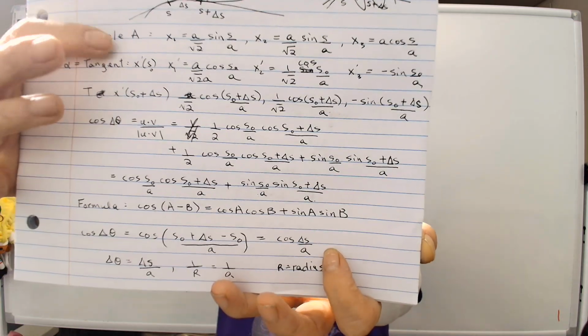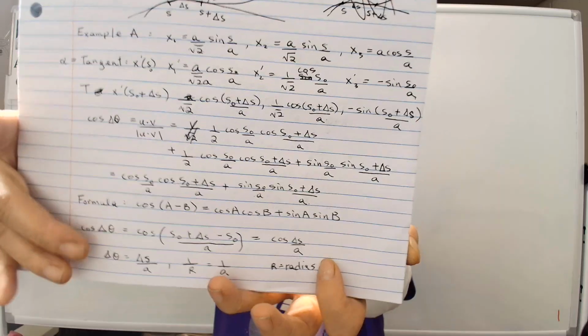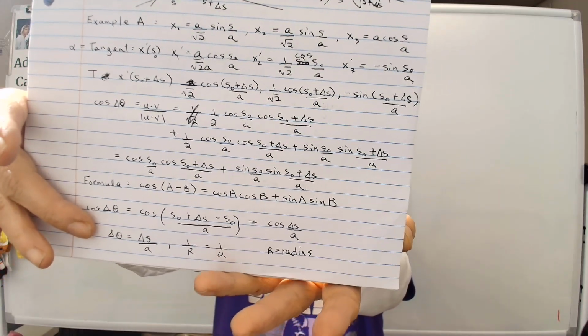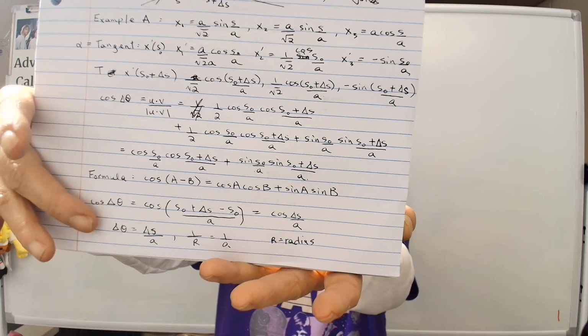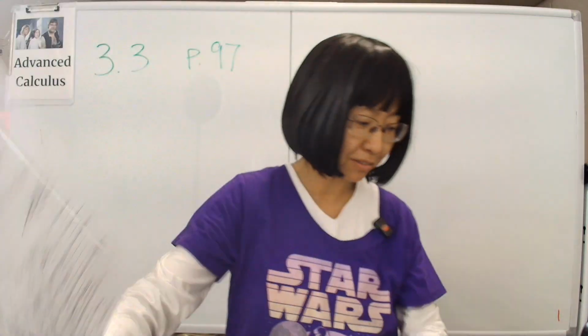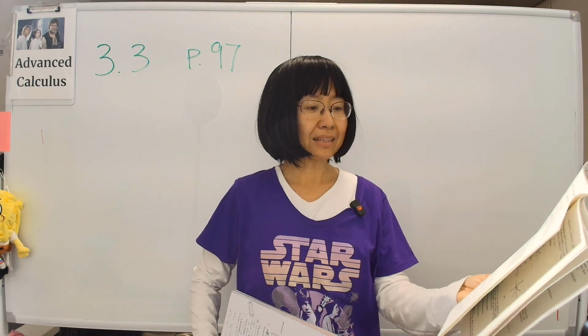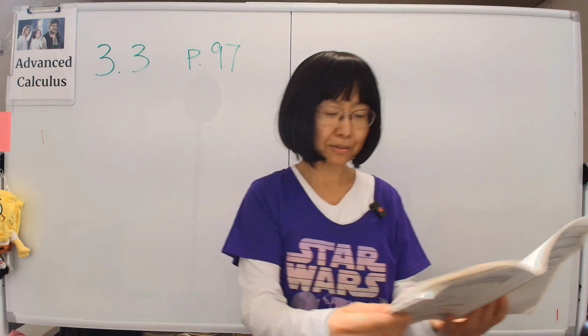A is some number that's related to the original formula. So then that means the delta theta is delta S over A, and by definition then 1 over R is equal to 1 over A. Okay, that is eventually what we end up having on the following page.